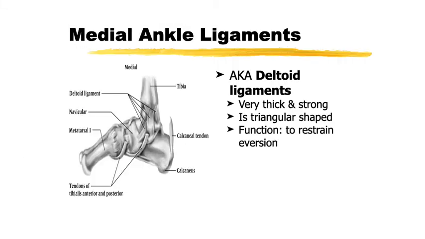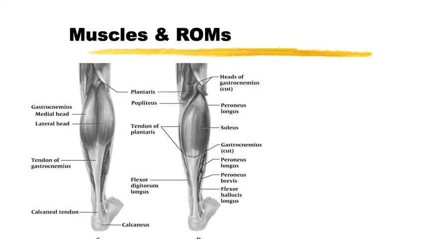On the medial ankle, or the inside of our leg, we have the deltoid ligaments. It's a group of several different ligaments, 3 of them, and they're shaped as a triangle. That's why they're called a deltoid, because deltoid in Greek means a triangular shape. And its function is to restrain eversion of our ankle. We don't see this ankle ligament getting sprained too often. Now we're going to move on to our muscles and range of motions.